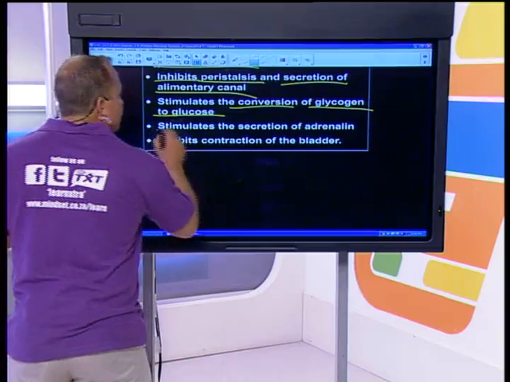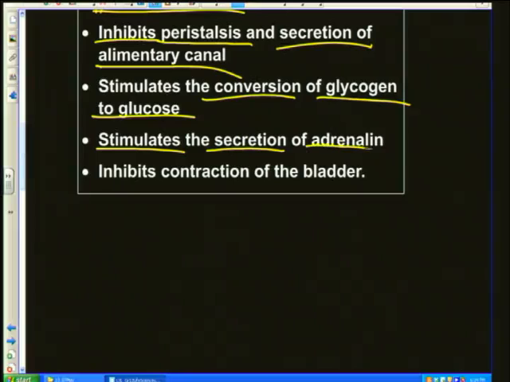And then next, stimulates the secretion of adrenaline. Do you know what adrenaline feels like? Looney, do you know what adrenaline feels like? What does it feel like?